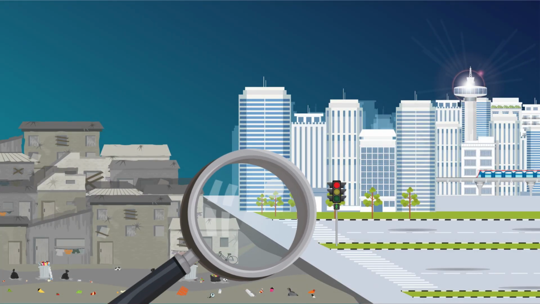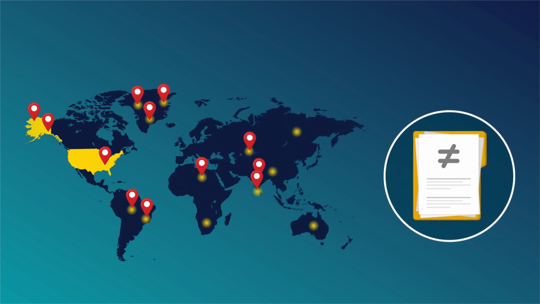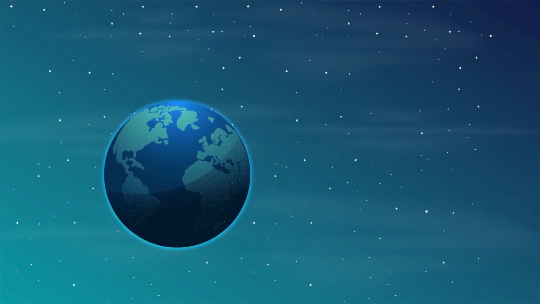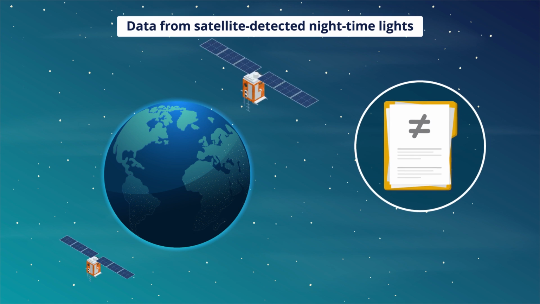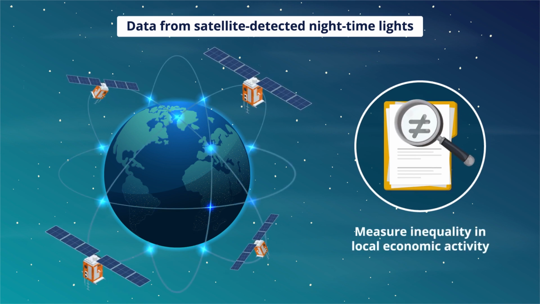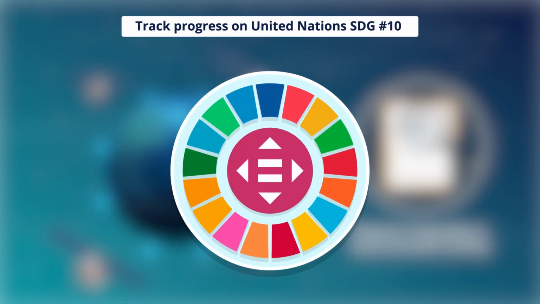Many people worry about rising inequality, yet most countries release data for measuring inequality only at the provincial or state level, so local inequality remains unexplored. Researchers have therefore used big data on satellite-detected nighttime lights to measure inequality in local economic activity. These measurements help track progress towards United Nations Sustainable Development Goal number 10 on reducing inequalities.